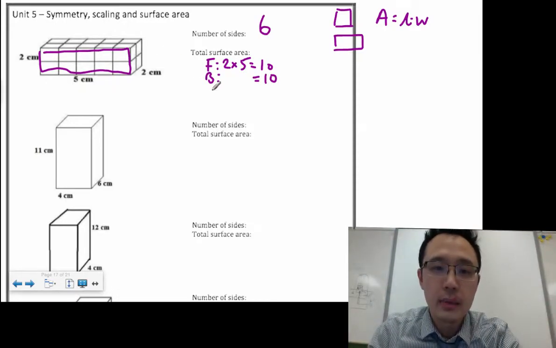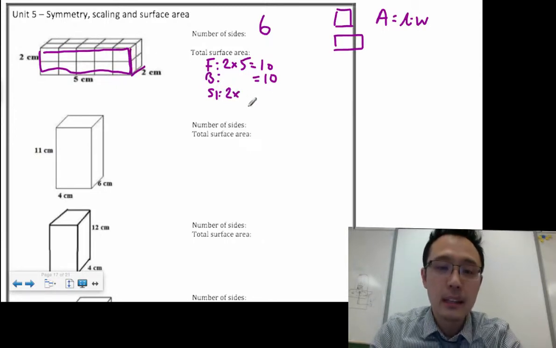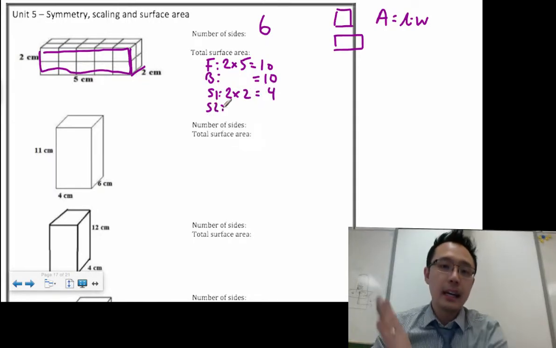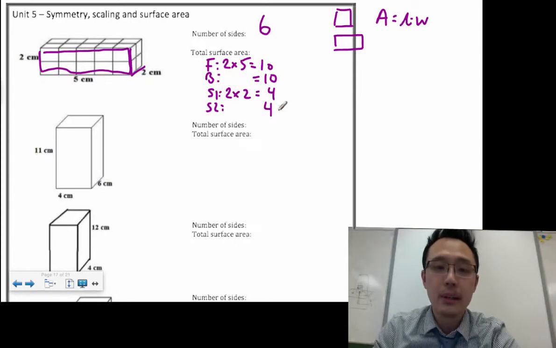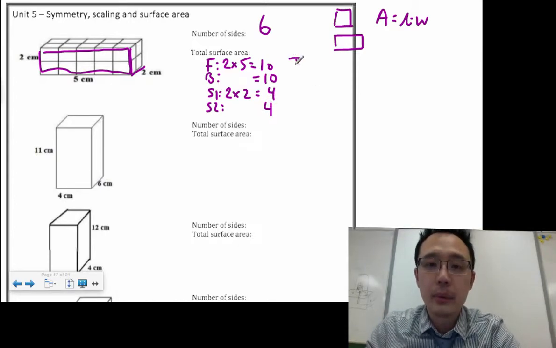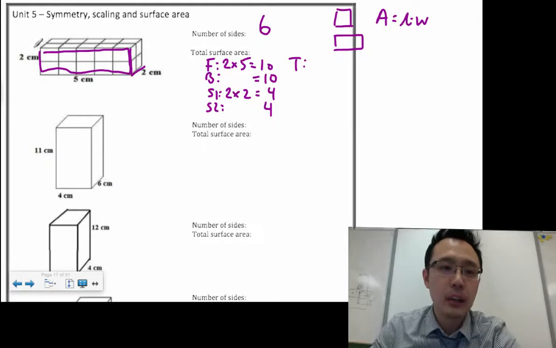So let's do side 1. So side 1 is going to be 2 for the bottom part. And then the width is another 2. So 2 times 2 is 4. And we can know that the other side of this is going to be 4 as well. What else do we have to do? That's the top.